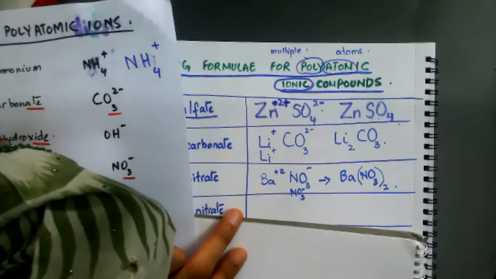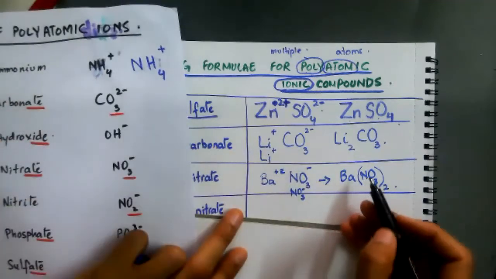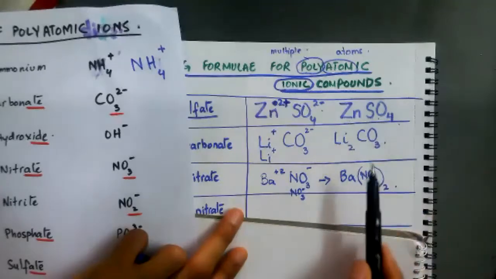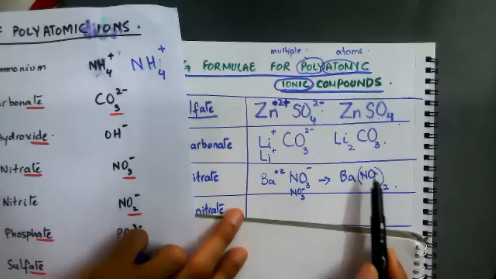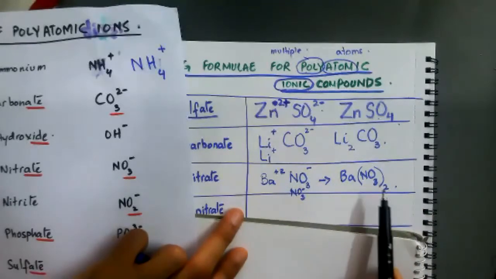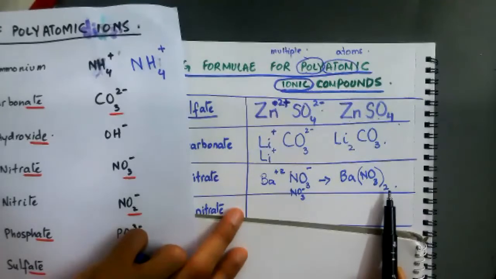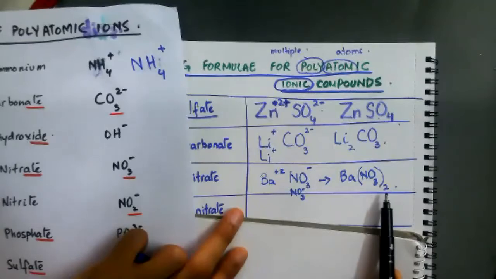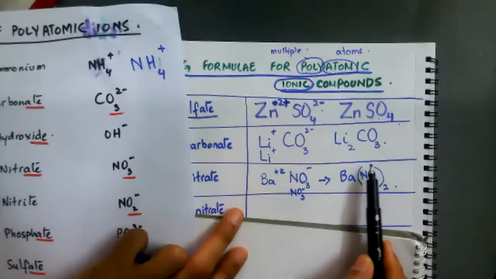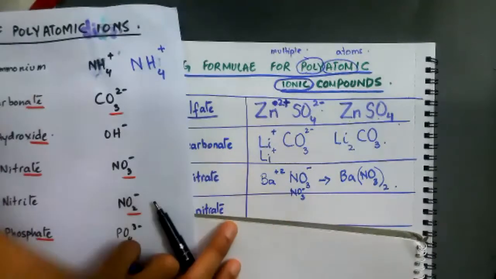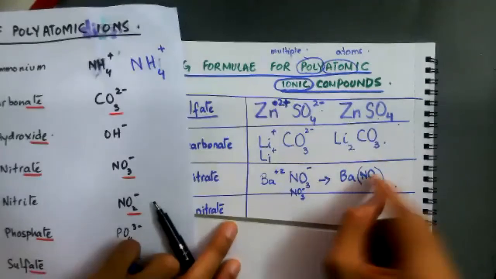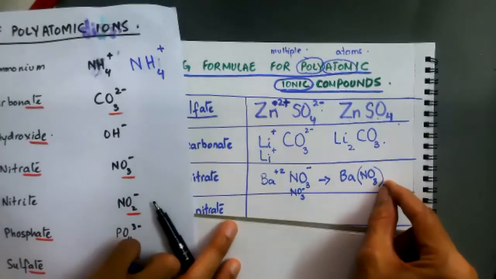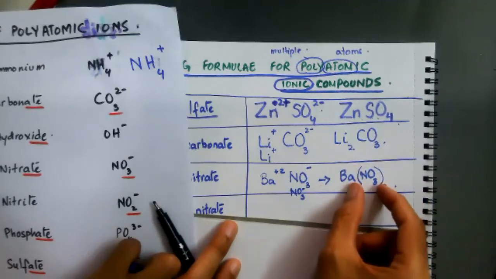Another rule that I forgot to tell you is that whenever you have a polyatomic ion which is more than one, you always write that polyatomic ion in brackets. And then you write down the number of that polyatomic ion, right? If there are two of them, I will write two next to the bracket. Why am I using a bracket? This bracket shows that this is one particle. This is behaving as one particle. And there are two of them. This is what the bracket is telling me.